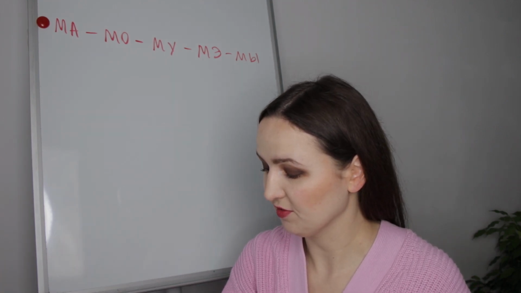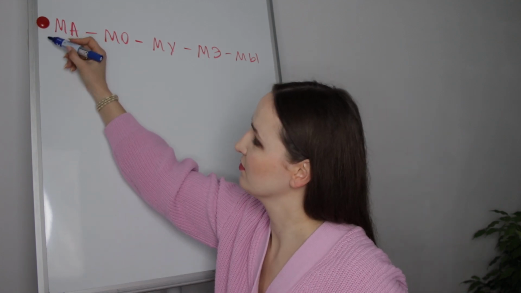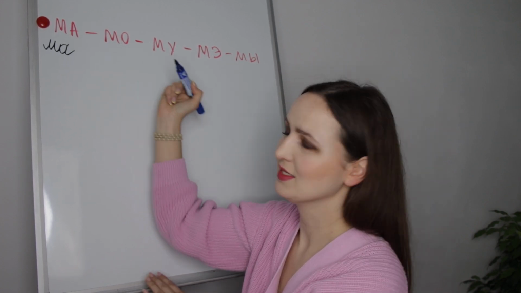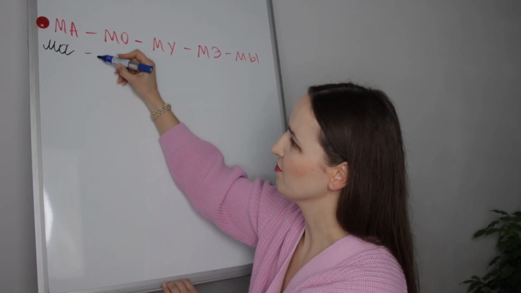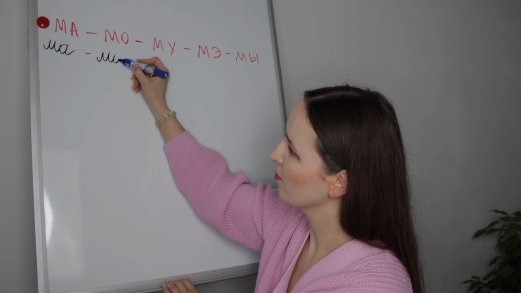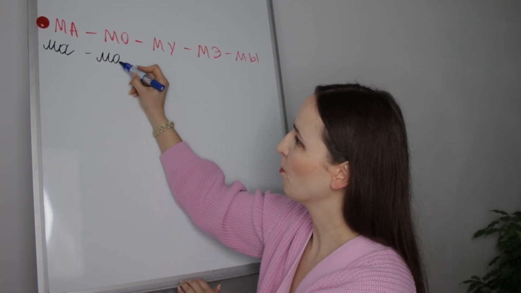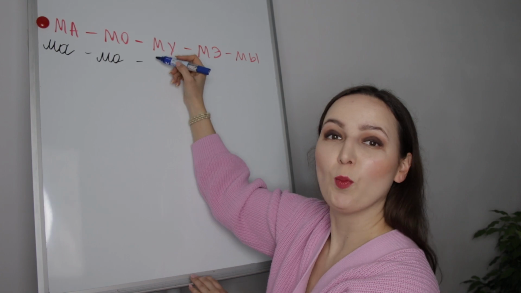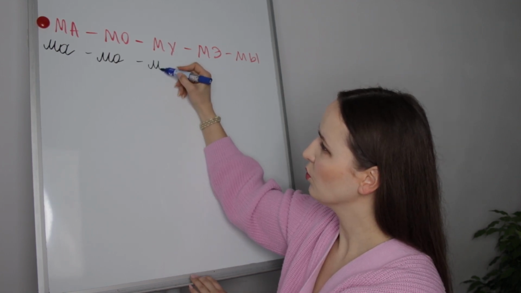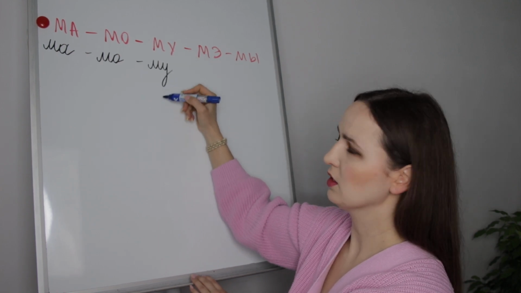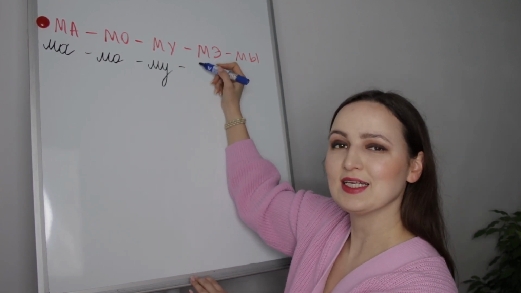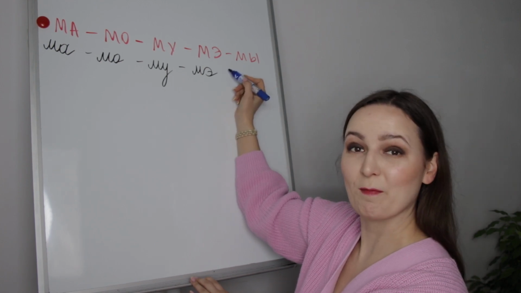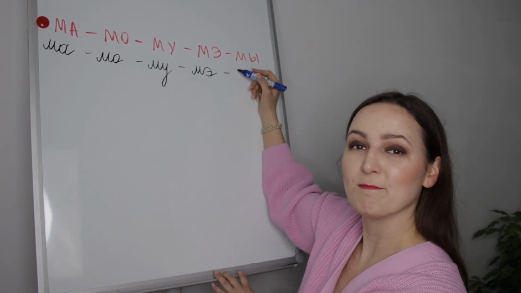Now let's write them in cursive. Ma, sorry, I will write it like that. Then we have mo. Write with me. Mo, and here create a connection to continue this word. Next syllable is mu, and a long leg. Next syllable is ma, and create a connection.